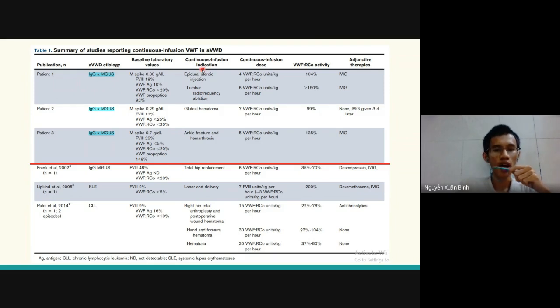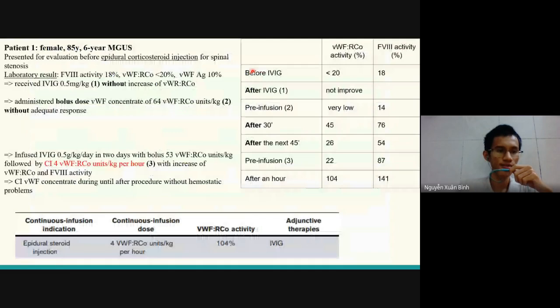They came to the hospital for a procedure or an accident, and they all used the same method with a continuous infusion dose. Now we focus on each patient. Patient one was an 85-year-old female with a history of MGUS. You can look at the picture.